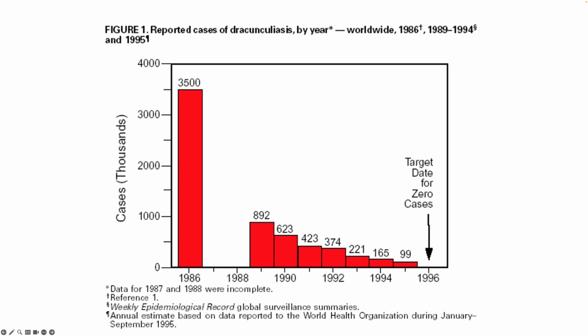This slide shows some of the data on the reported cases of guinea worm disease by year across the whole world. In 1986, there were an estimated 3.5 million cases of guinea worm documented to have occurred, and over time, though, the eradication efforts have brought these numbers down substantially, such that by 1995, there were fewer than 100,000 cases reported.